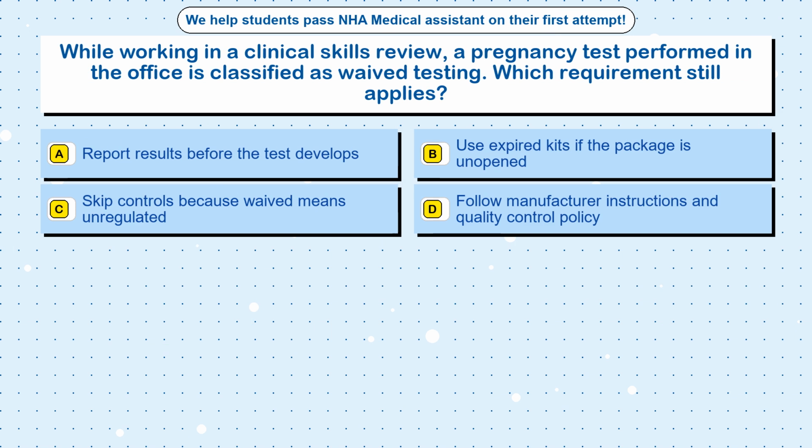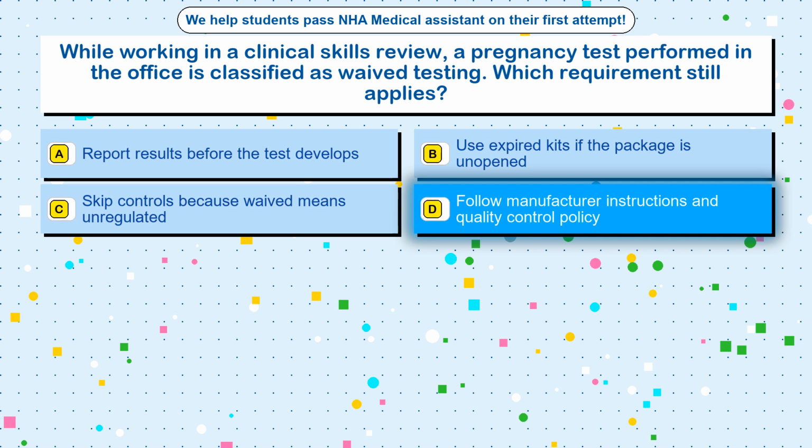Question 82. While working in a clinical skills review, a pregnancy test performed in the office is classified as waived testing. Which requirement still applies? Option A, report results before the test develops. Option B, use expired kits if the package is unopened. Option C, skip controls because waived means unregulated. Option D, follow manufacturer instructions and quality control policy. The correct answer is option D, follow manufacturer instructions and quality control policy.